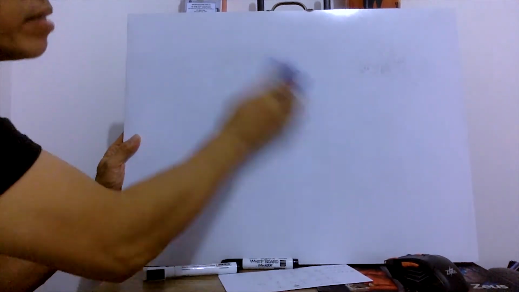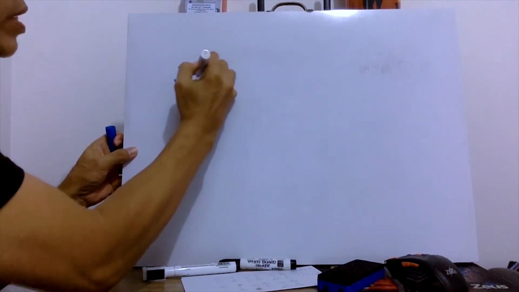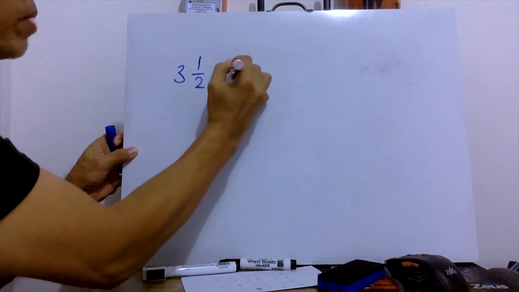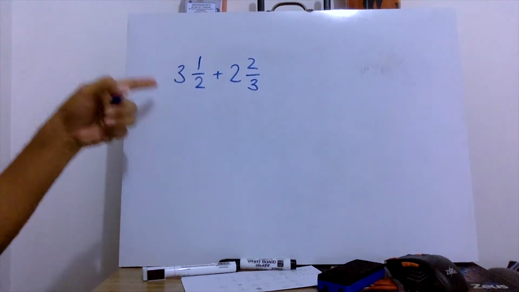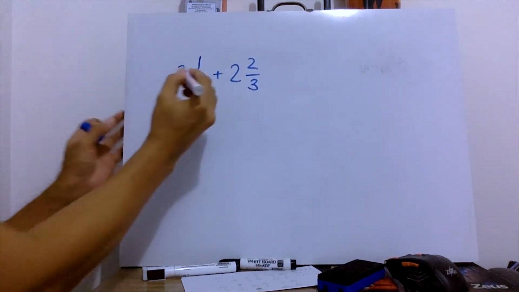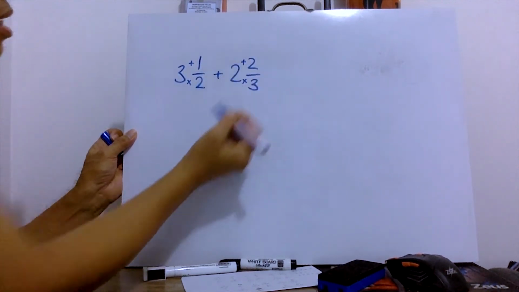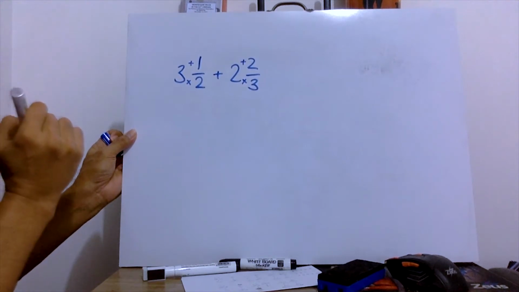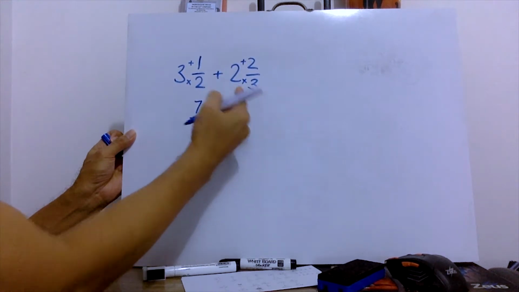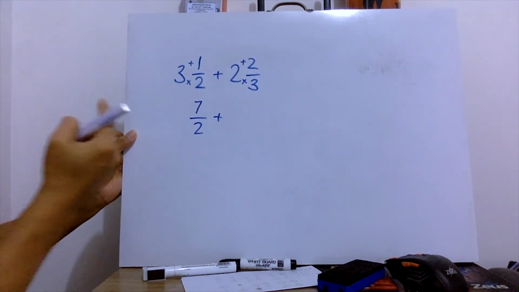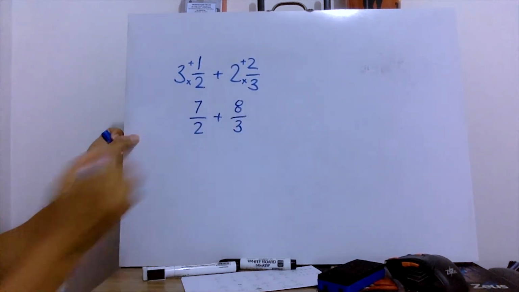What if they're unlike mixed fractions? For example, 3 and 1/2 plus 2 and 2/3. Now, traditionally, we convert this to an improper fraction. So we multiply this and add that. Multiply this and add that. So 3 times 2 is 6, plus 1, that's 7. And this one, 2 times 3 is 6, plus 2, that's 8. So 8 over 3.